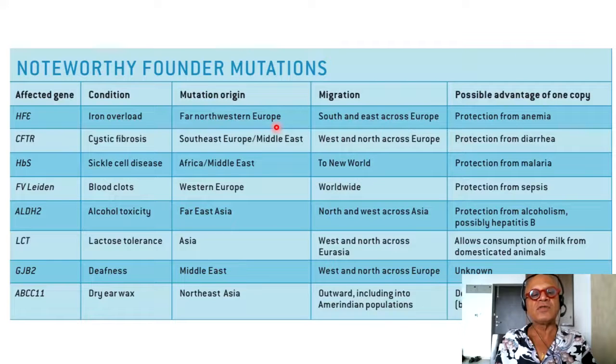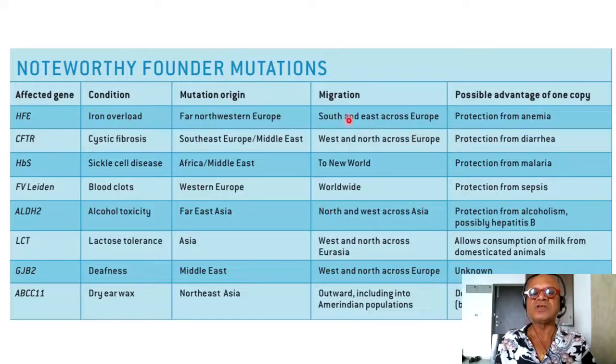Far northwestern Europe for iron overload, which may have started as a good thing, but then it became too much. Cystic fibrosis in Southeast Europe and Middle East, sickle cell disease in Africa, Middle East, blood clots, Western Europe, alcohol toxicity in Far East Asia, lactose tolerance in Asia, deafness in Middle East, and dry earwax in Northeast Asia.